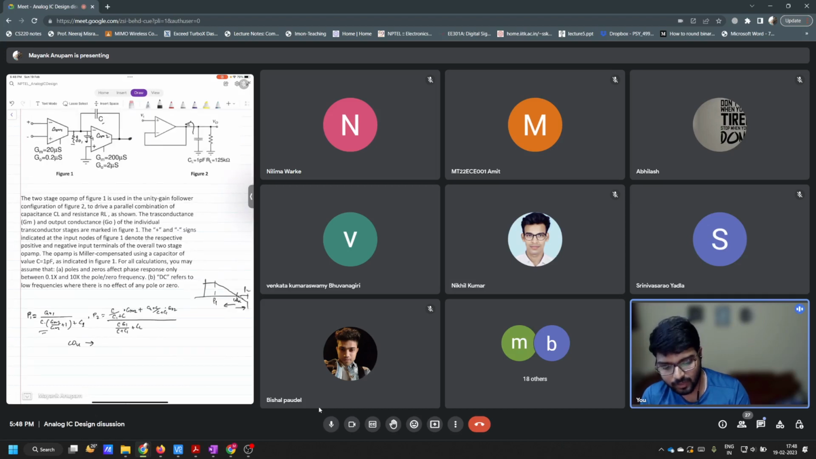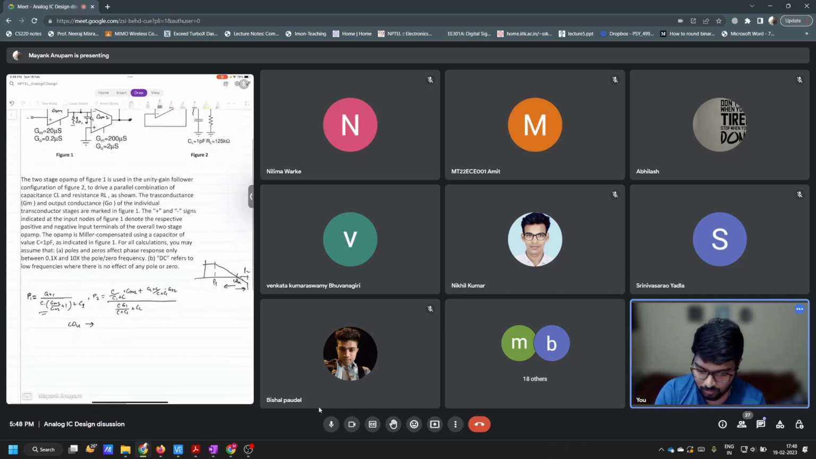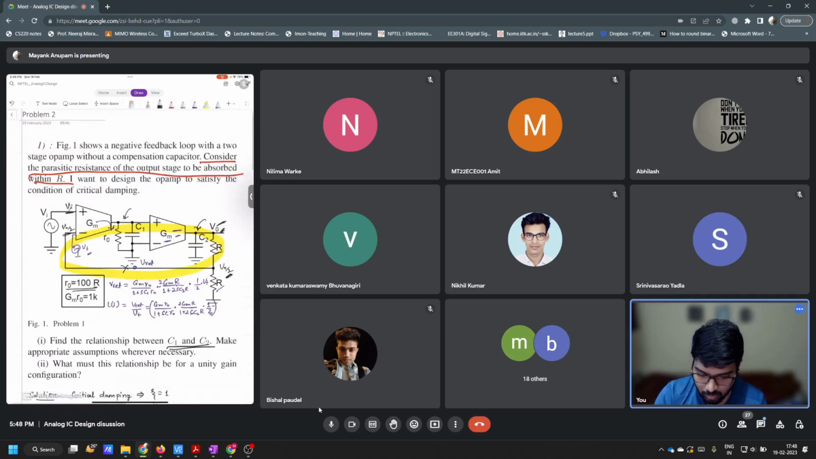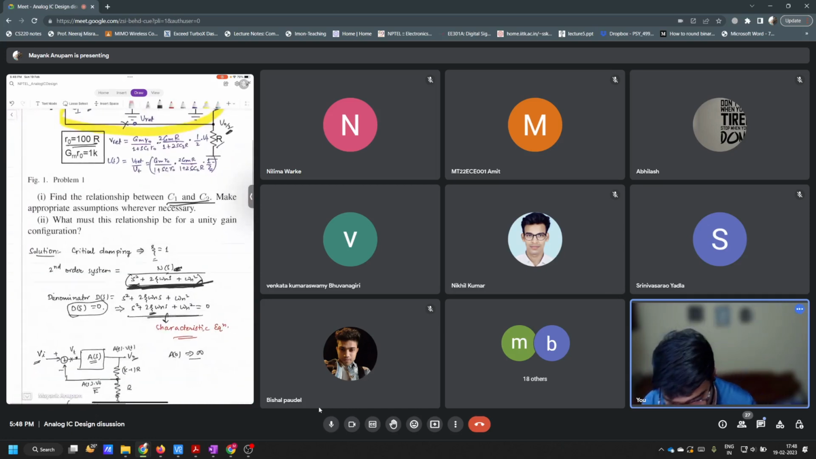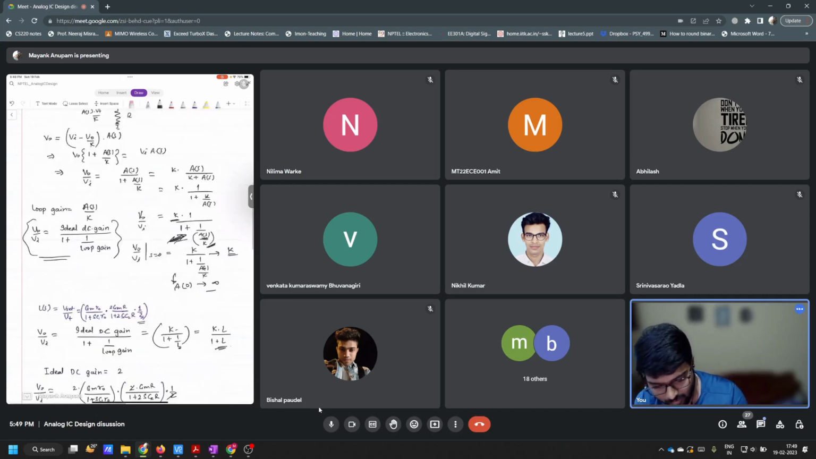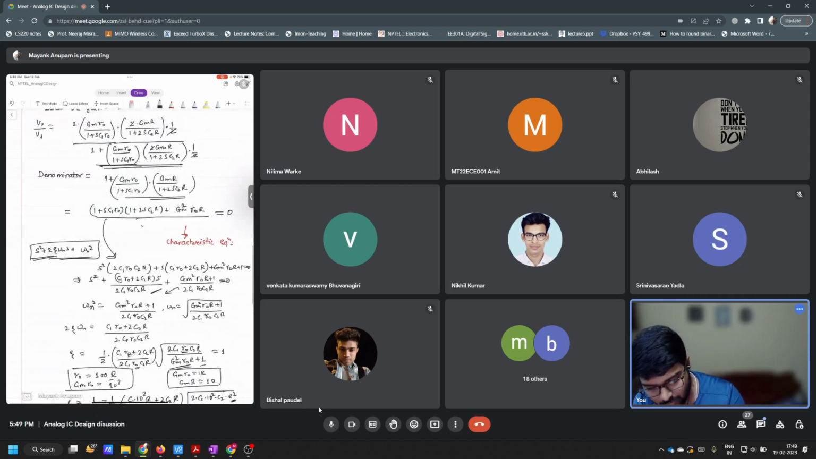And after that, by the way, in the previous question I forgot to mention this point. In this problem, what method did we follow? We said that for critical damping zeta should be equal to 1. Then we solved the whole equation, found the characteristic equation, which is this one, and from here we calculated the relation between C1 and C2.